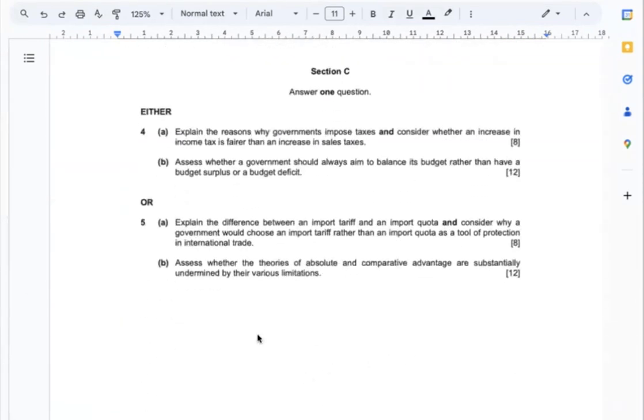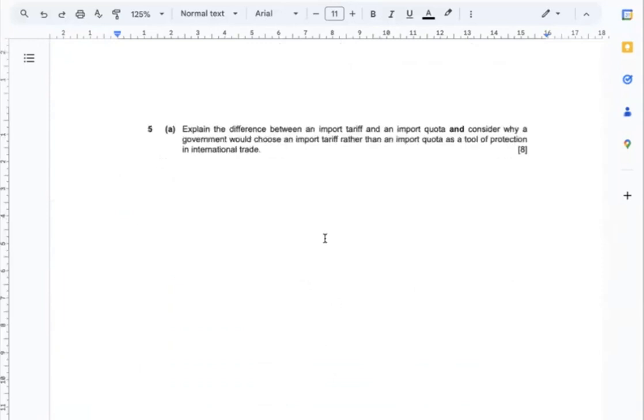For section C, I'm gonna go for question 5. Question A: explain the difference between an import tariff and an import quota, and consider why a government would choose an import tariff rather than an import quota as a tool of protection in international trade. My intro will define import tariff and quota as tools of protectionist policies.